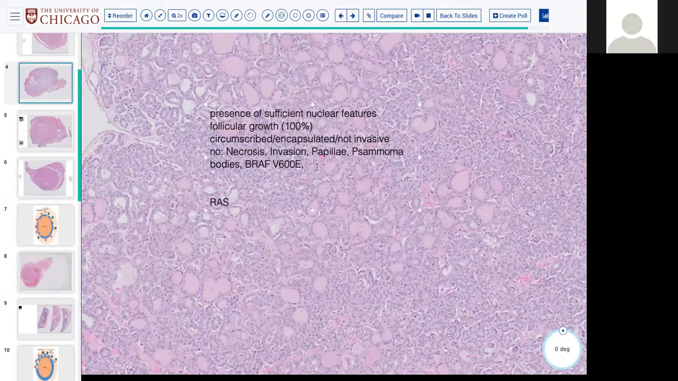All right. What else? Together with no necrosis or invasion, no mitoses. Do you remember how many they say? Less than 3 per 10 high power fields. Yeah, thank you. They say no more than 3 per 10. Okay. What else? That's what I got. There's one more thing.